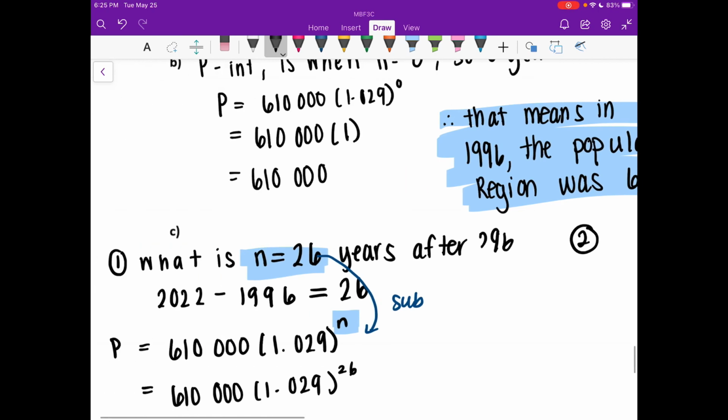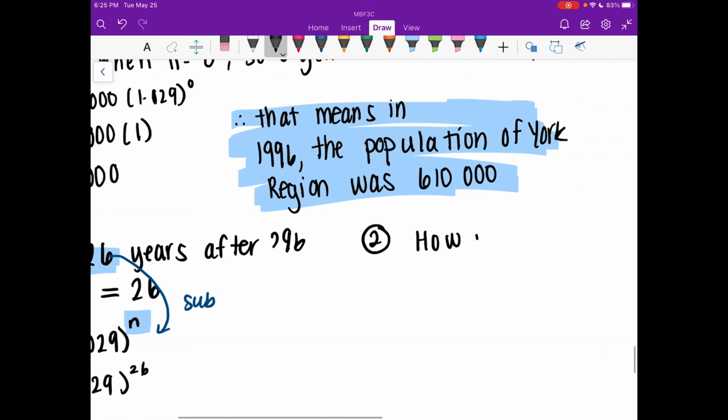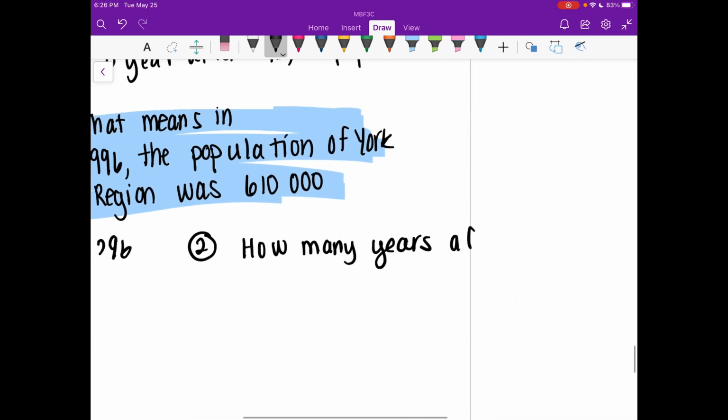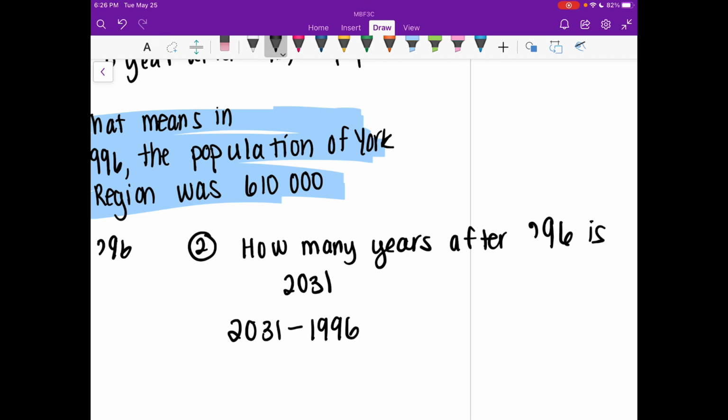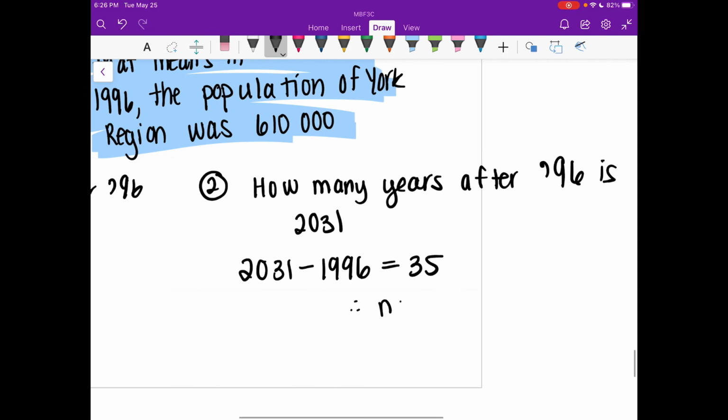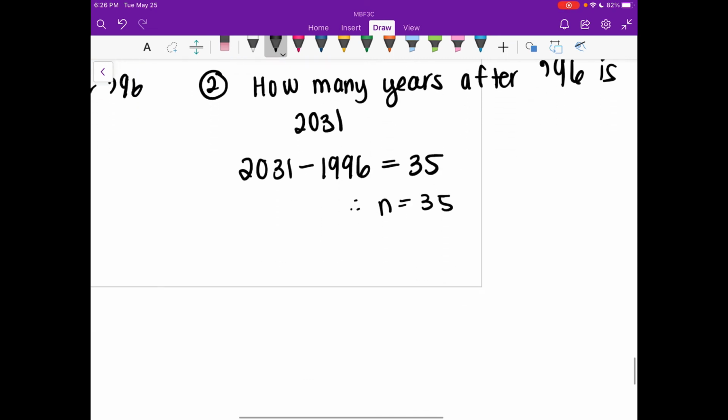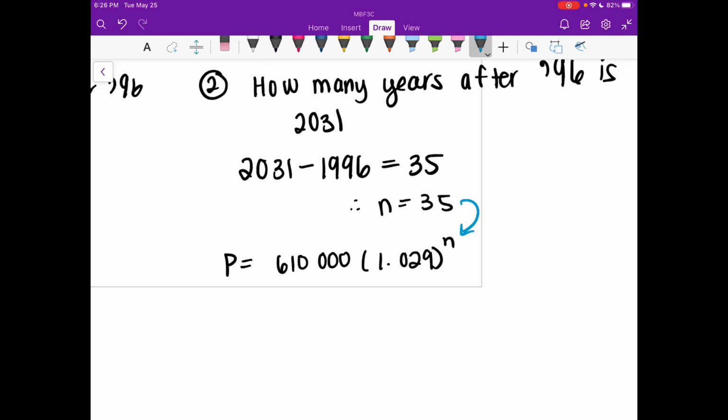So we're going to do the same thing. How many years after 96 is 2031? The way to do this is to do 2031 minus 1996, and that's going to give us 35. Therefore, our n value is going to be 35, and we're just going to plug it into the equation. So P equals 610,000 times 1.029 to the power of n. Just going to plug in this n value here.